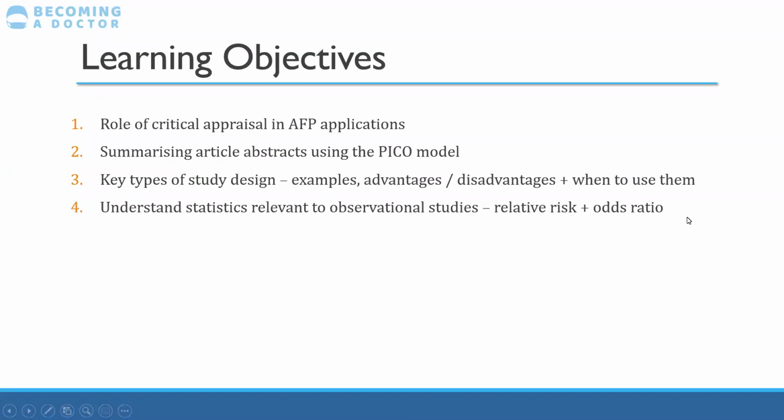Okay, so in terms of objectives, I'll just briefly go over where the research element and critical appraisal aspects of the AFP come into the application process. I'm going to go over how you can summarize article abstracts using what we call the Pico model, which I'll go into later. Run through the key types of study design, so thinking about advantages and disadvantages of each and when it's appropriate to use different study designs.